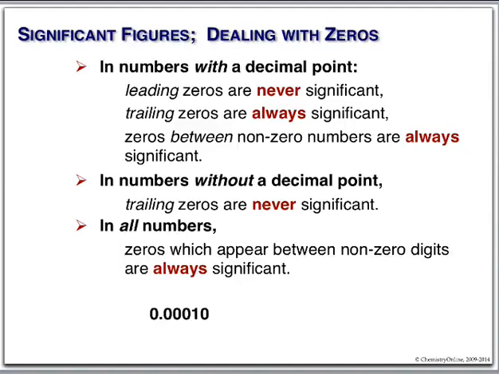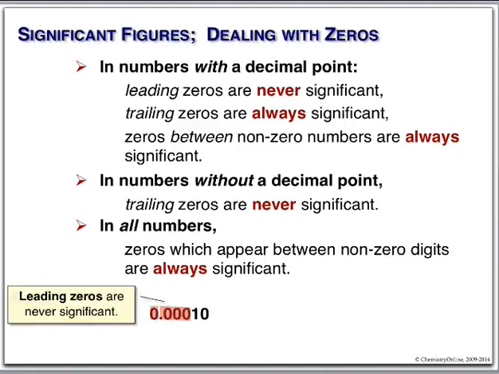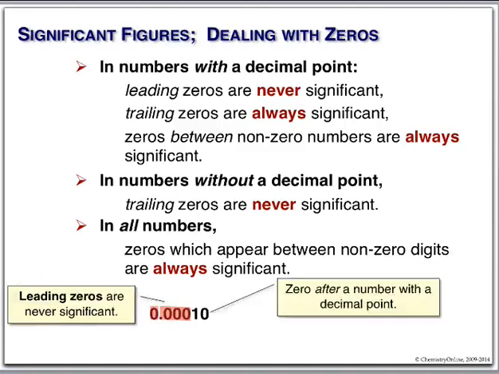0.00010. Step one, does it have a decimal point? Yes, it does. These are leading zeros, aren't they? Because it has a decimal point, leading zeros are never significant. Second, because it has a decimal point, this trailing zero is significant. That means we have two significant figures.